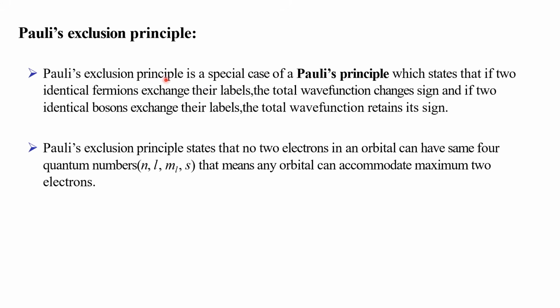So Pauli's exclusion principle is a special case of Pauli's principle, which states that if two identical fermions exchange their levels, the total wave function changes sign, and the wave function is antisymmetric. And if two identical bosons exchange their levels, the total wave function retains its sign, or the wave function is symmetric. So Pauli's exclusion principle states that no two electrons in an orbital can have the same 4 quantum numbers, meaning n, l, ml and ms. That means any orbital can accommodate a maximum of 2 electrons.